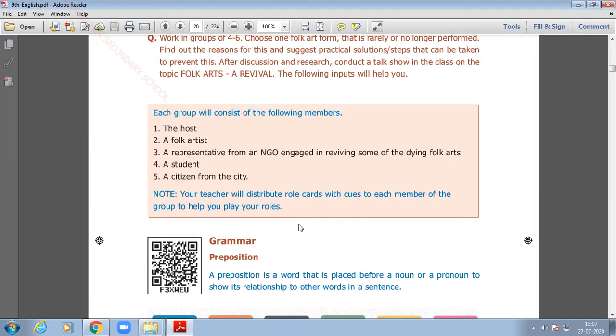Before that, I'd like to appreciate the children who have submitted your homework. You remember last week you were given a comprehension passage and around 15 sentences to fill in the blanks using prepositions. But I just gave you an introduction to prepositions. Today we'll deal with the preposition fully. We'll learn the usage of prepositions and try to do the sentences once again.